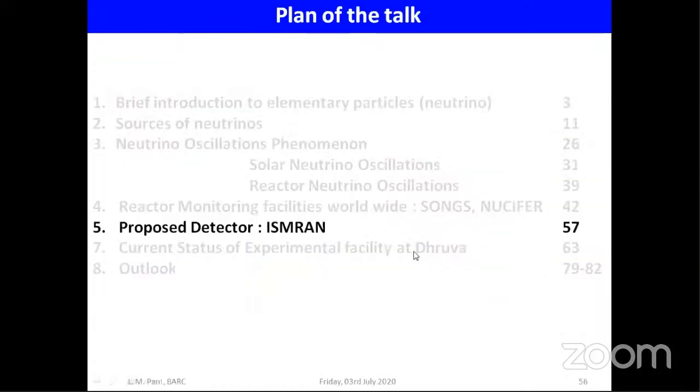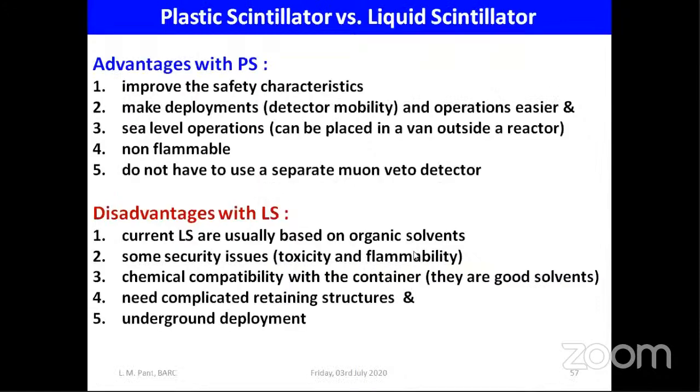So now I come to the ISMRAN detector. We have chosen a plastic scintillator because there are certain advantages with plastic scintillators. It improves the safety characteristics and makes deployment and operations easier. And we are at sea level operations. When you place it in a van outside the reactor, it is non-inflammable, and you do not have to use a separate muon detector in the case of a plastic scintillator. There are disadvantages with liquid scintillator. First of all, it's not available so easily.